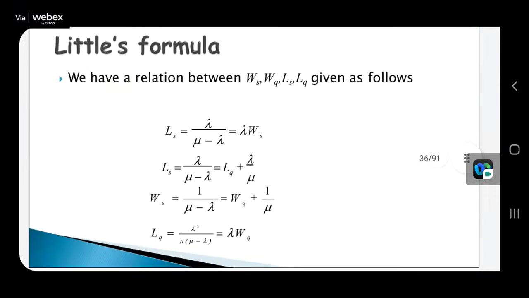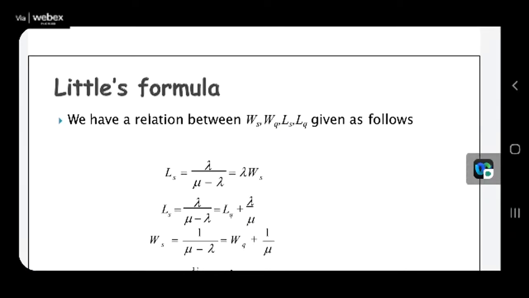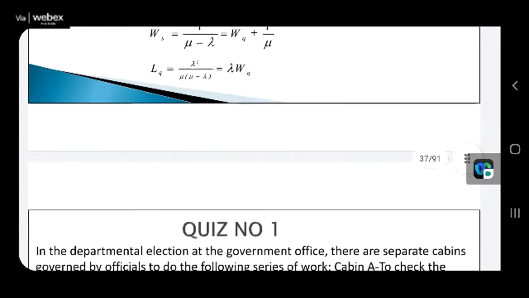So again, I have noted these little formulas here. You can see that Ls is equal to lambda into Ws in the first formula, and in the fourth formula I can write Lq is equal to lambda into Wq. And in the middle two, if you have the formula for Lq, you just add lambda by mu and you'll get the formula for Ls. So this is how it works.